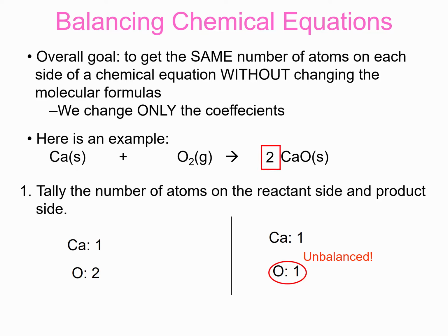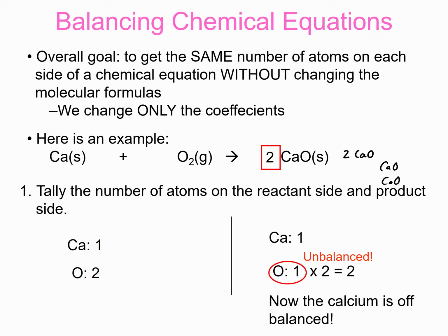So this is unbalanced. We're going to fix that by putting a 2 in front right here. Now if I put that 2, it means I have 2 of these, so I have 1 and 2. That also means I'm going to change the calcium, so we fix that by putting a 2 in front of this calcium here. And now it's balanced. It's totally balanced on both sides.